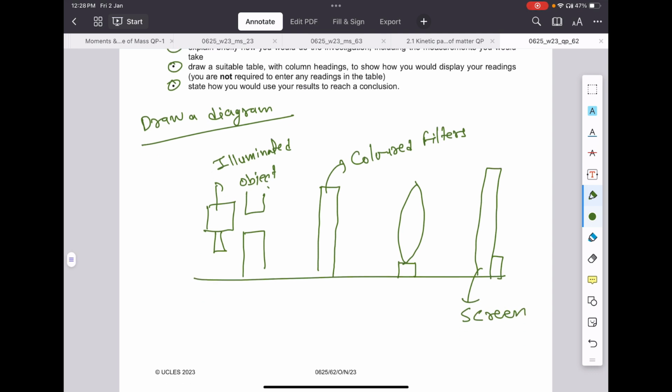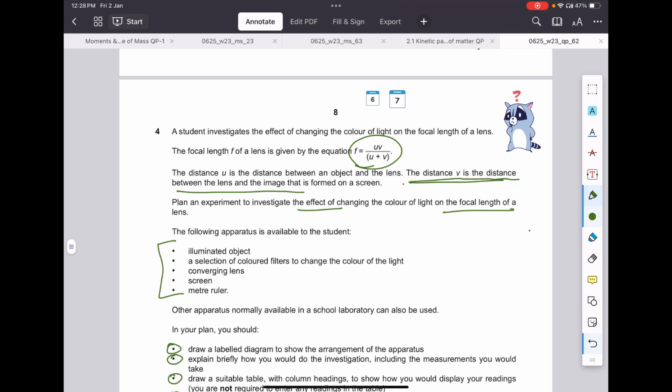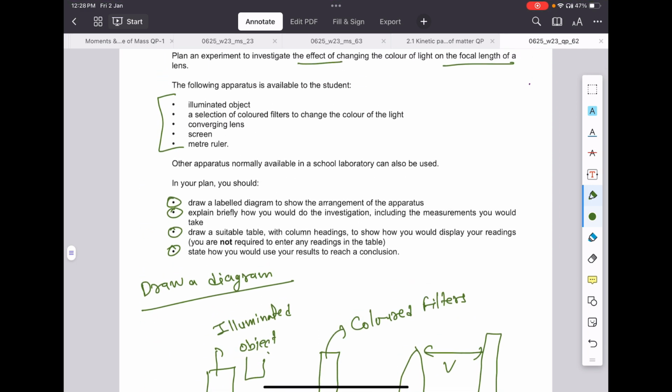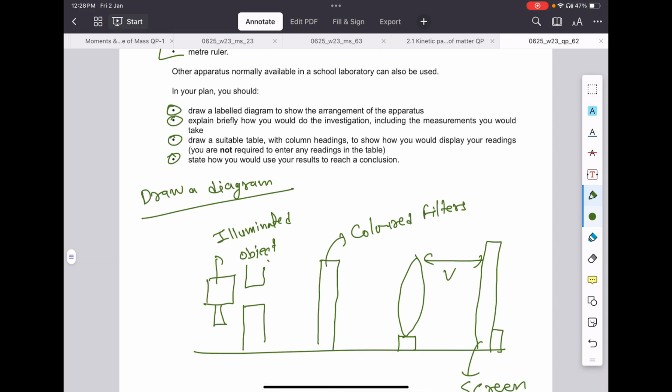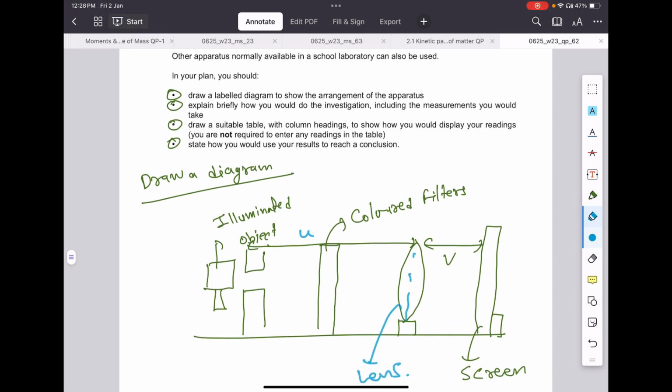So the distance from lens to screen was given as V. In the statement, the distance V is the distance between the lens and the image that is formed on the screen. So that is V. And they mentioned one more thing, the distance from the object. The distance U is the distance between an object and the lens. So you can take the distance from here to here, that will be U. And this is the lens. So yeah, done.